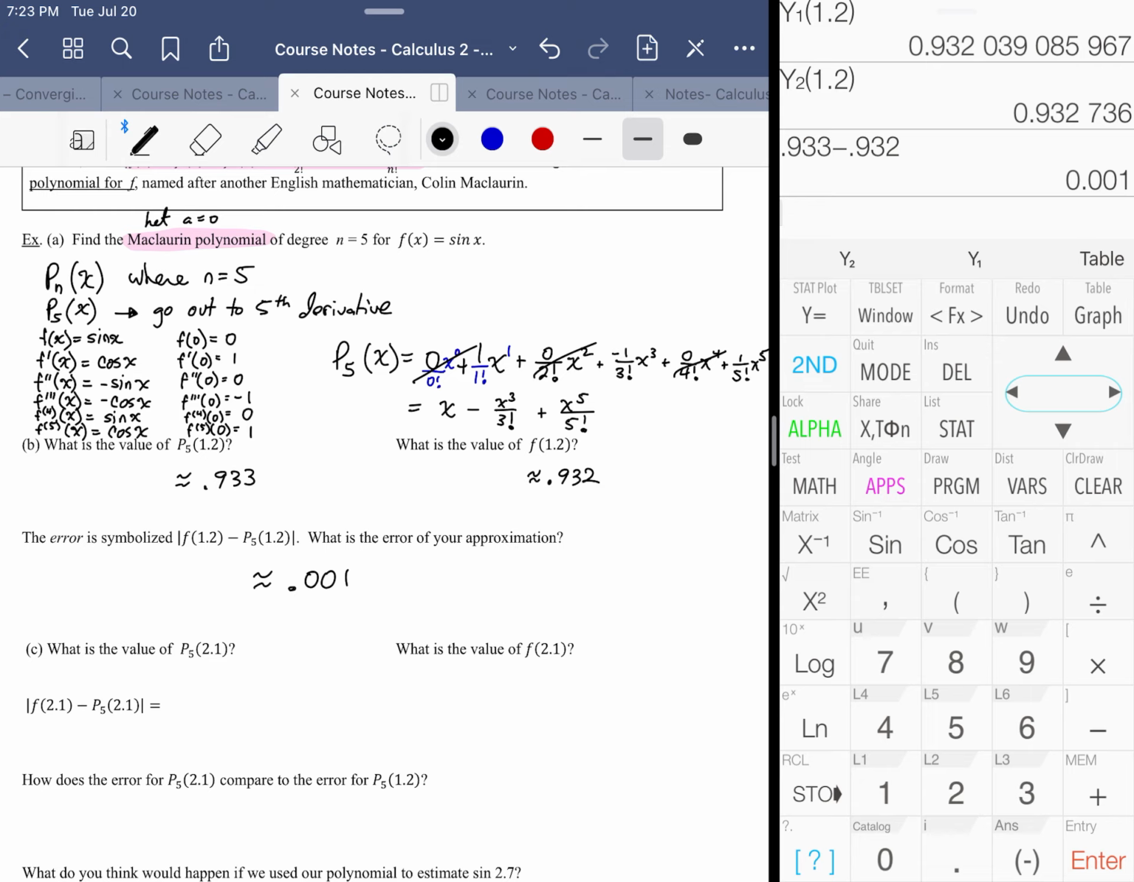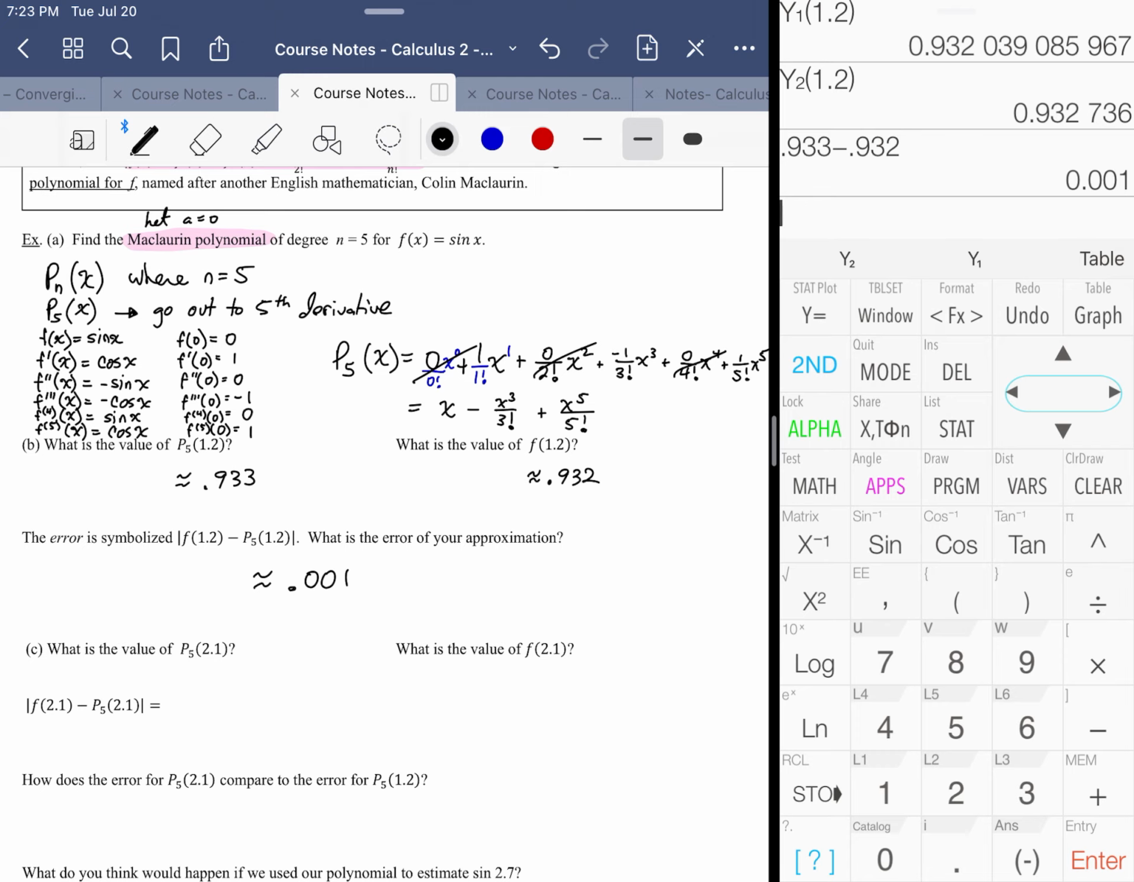But now what we're going to do is get a little bit further away from that center value. If you're familiar with Newton's method, it's kind of along those lines. All right. Yeah, so 0 is what this is centered around. The a value is 0. And so the closer you are to 0, the more accurate your approximation is going to be.